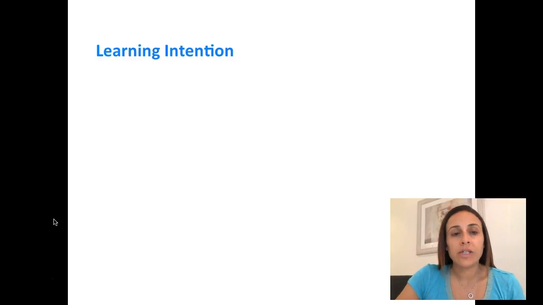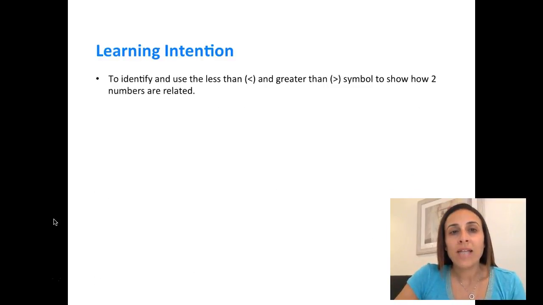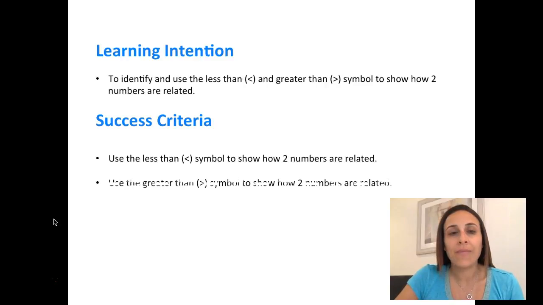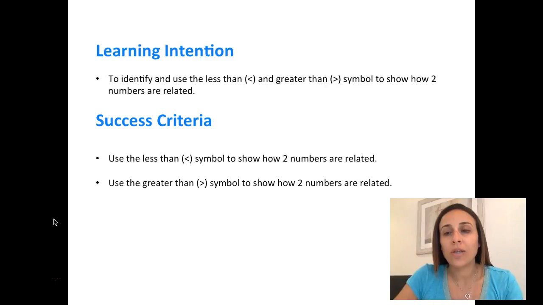Your learning intention. You need to identify and use the less than and greater than symbol to show how two numbers are related. To be successful, you need to use the less than symbol to show how two numbers are related, and you need to use the greater than symbol to show how two numbers are related.